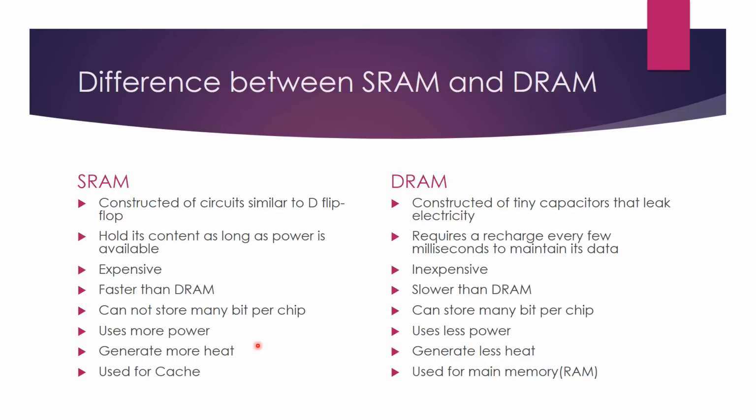SRAM uses more power, DRAM uses less power. Both produce heat, but SRAM produces more heat than DRAM. And SRAM is used for cache and DRAM is used for main memory.